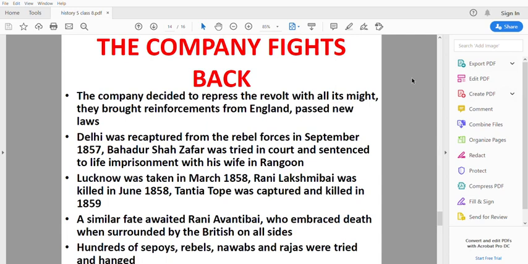Lucknow was taken in March 1858. Rani Lakshmi Bai was killed in June 1858. Tantia Tope was captured and killed in the year 1859. A similar fate awaited Rani Avantibai, who embraced death when surrounded by the British on all sides. Hundreds of sepoys, rebels, nawabs, and rajas were tried and hanged.